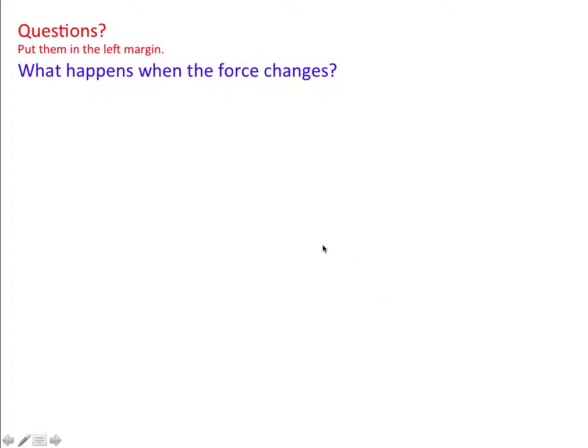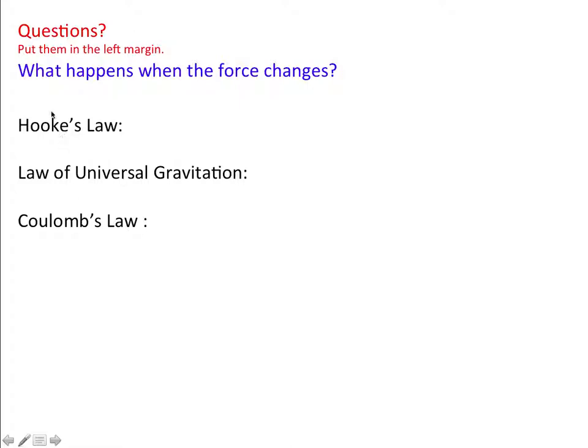So that's for a constant force, but what happens if we have a variable force? In other words, if we have a force that changes in its magnitude. And these are 3 examples of that. Hooke's law is a law governing the force in springs as you stretch and compress them. The law of universal gravitation is what governs planets and their orbits. And Coulomb's law is what governs the electrostatic forces on charges in much the same way that the universal law of gravitation explains the forces between planets and between planets and moons.